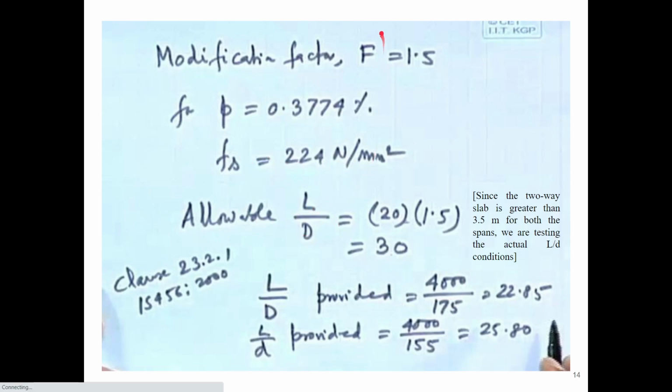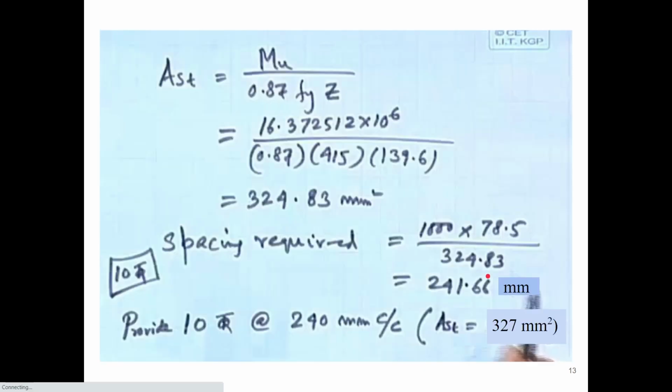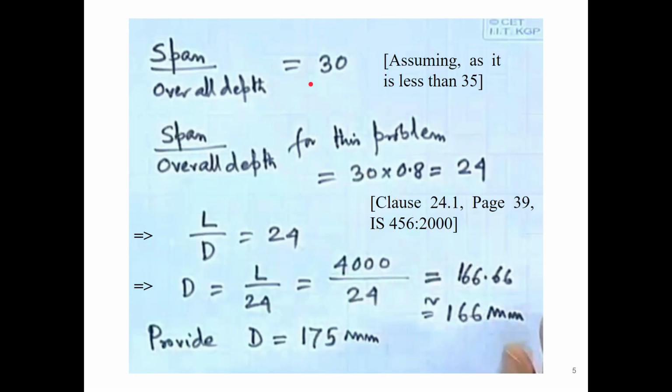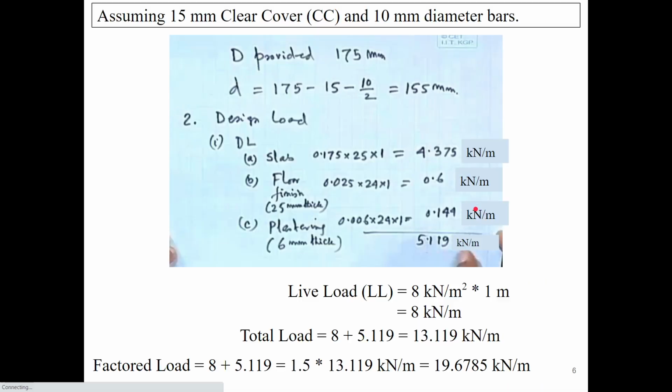So the allowable L by d will be, this is a general case, 20 into 1.5 by 30. So we took basically this condition, assuming that the slab, because it is a two-way slab, satisfies the requirements.